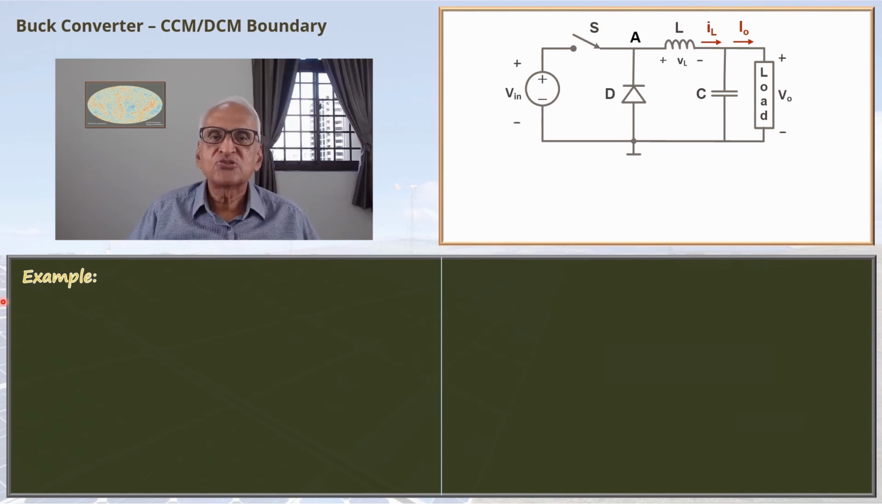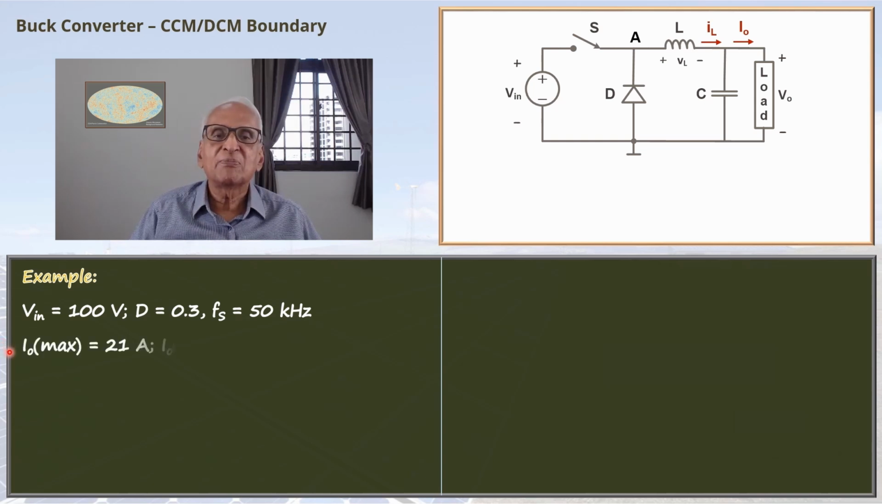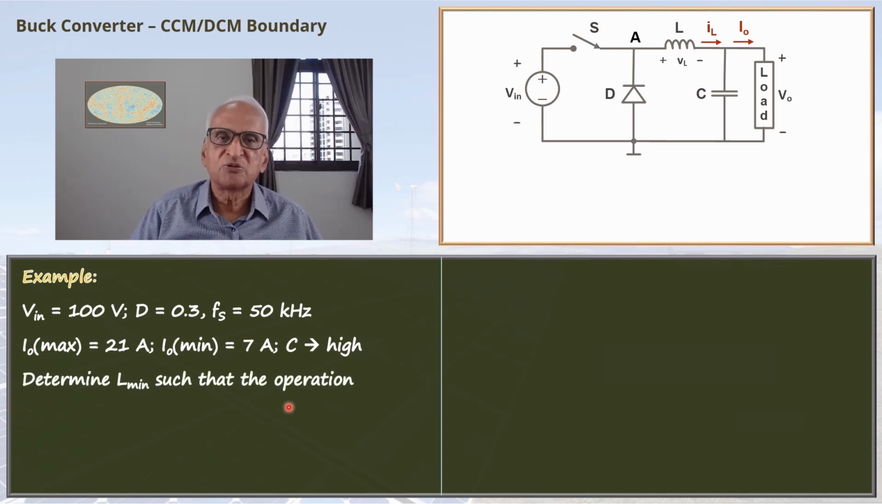V in is 100 volts, D is given as 0.3, Fs, the switching frequency, is 50 kilohertz, and the minimum current and the maximum current are given. The maximum current is 21 amperes and the minimum current is 7 amperes. But the capacitor is treated as being high, so that the output voltage is practically ripple free. We are asked to determine the minimum inductance such that the operation is always in continuous conduction mode. A fairly straightforward problem. Let's attempt that.